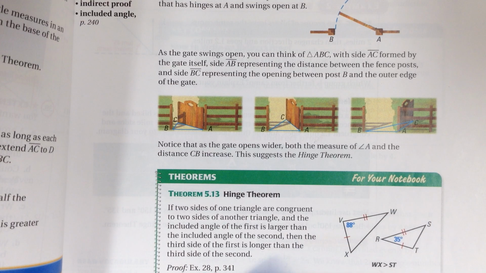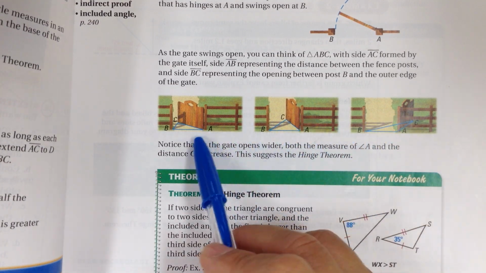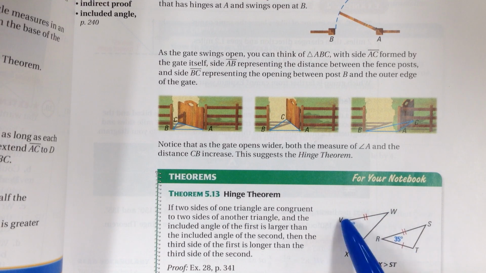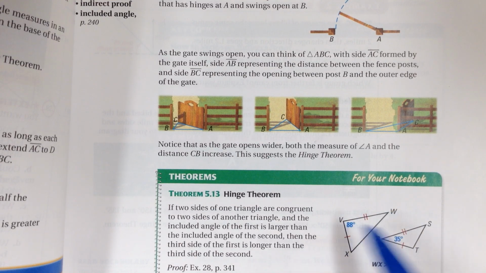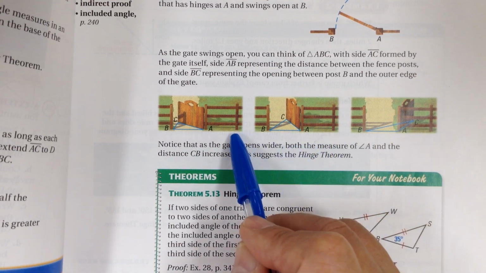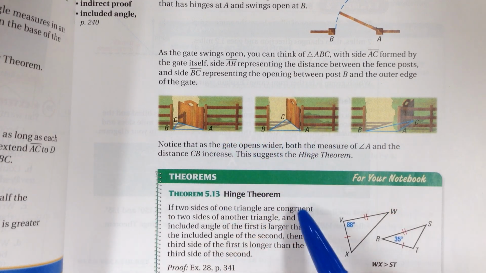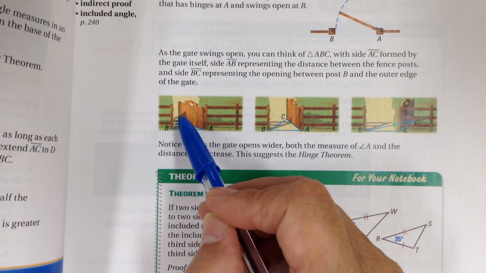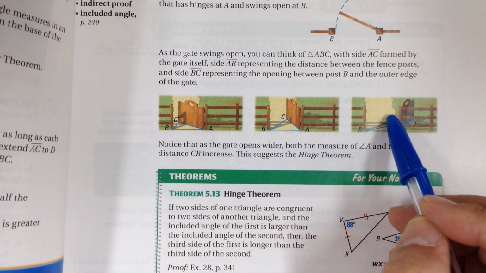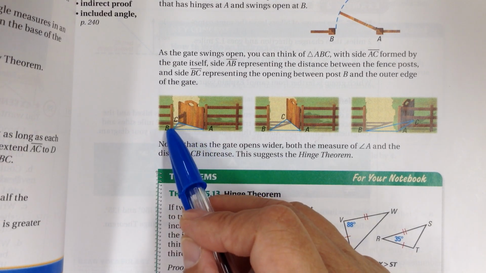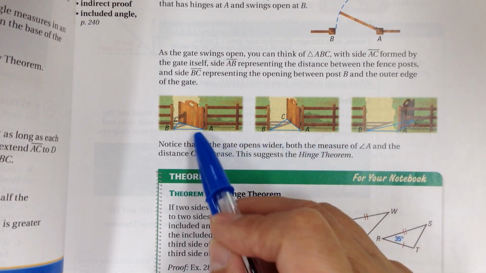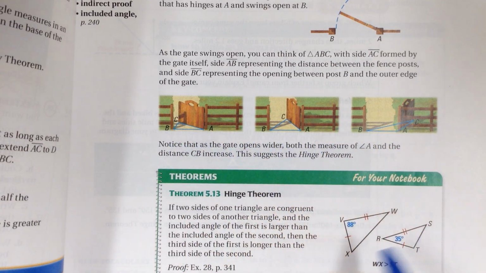So again, if you're getting confused, just look at this example and look at the picture. The two sides are congruent. Think of them as the door and the post, and the distance between the two posts. Again, always go back to this example if you start getting confused. This is a congruent side and this is a congruent side. The only things that vary are BC and the angle A. So if the length gets longer, the angle gets bigger, and vice versa. That's what this is saying.